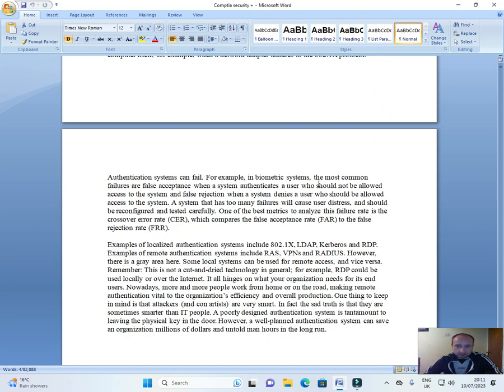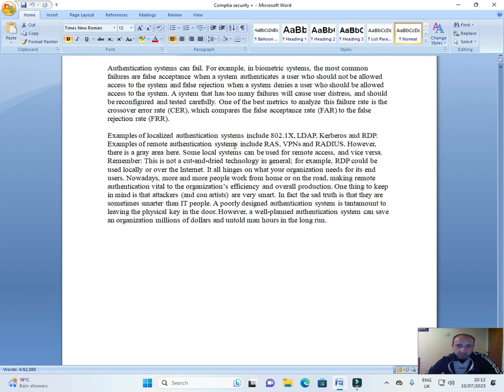Authentication systems can fail. For example, in biometric systems, the most common failures are false acceptance, when a system authenticates a user who should not be allowed access to the system, and false rejection, when a system denies a user who should be allowed access to the system. A system with too many failures will cause user distress and should be reconfigured and tested carefully. One of the best metrics to analyze this failure rate is the crossover error rate, CER, which compares the false acceptance rate, FAR, to the false rejection rate, FRR.